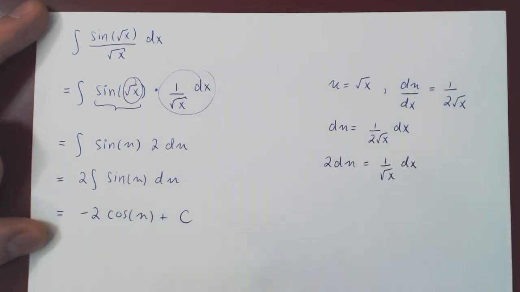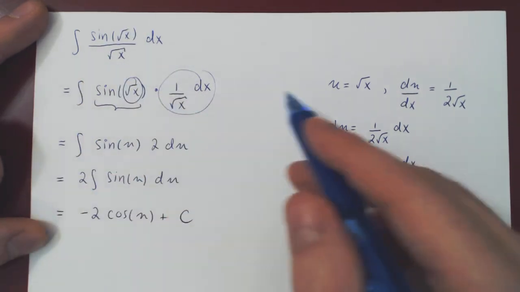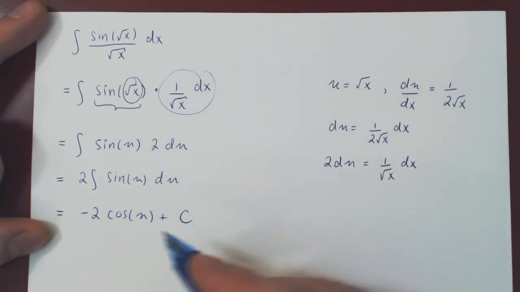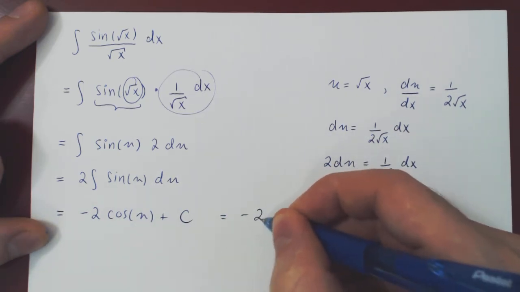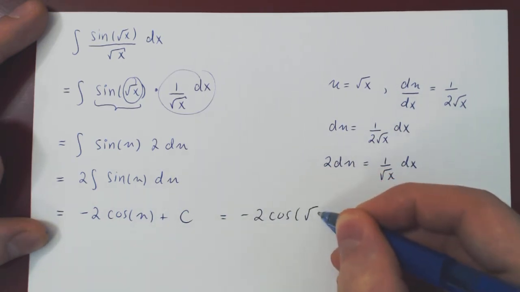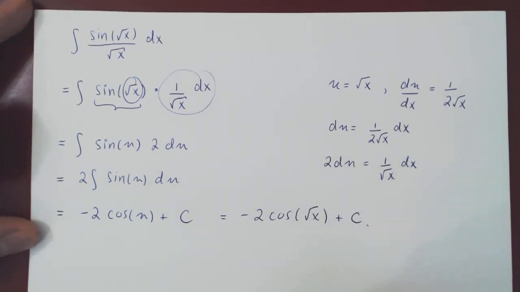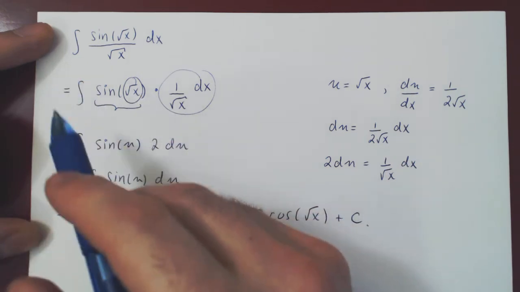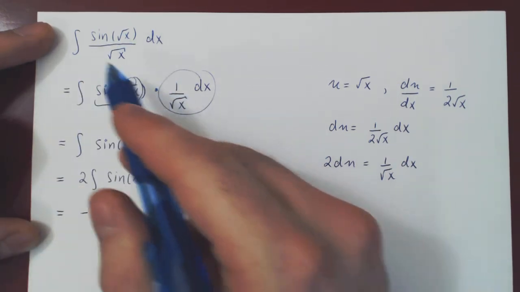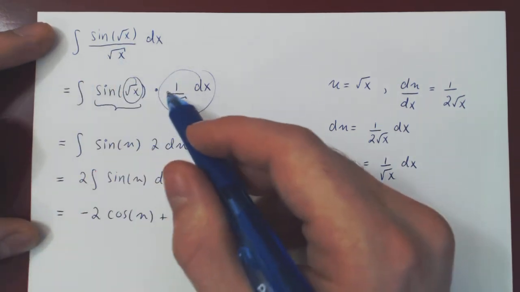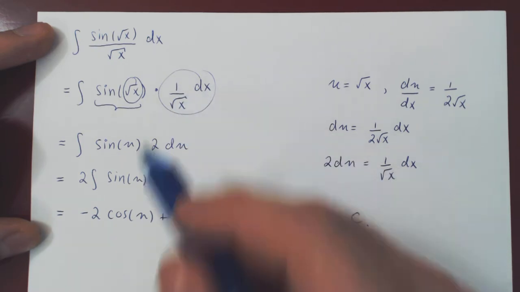And we want the final answer back in terms of x. And u was just root of x. So we replace, and we get negative 2 cosine of not u but root of x plus c. And we're done. So you have to be careful sometimes that you don't miss a division for really a multiplication by 1 over the expression.